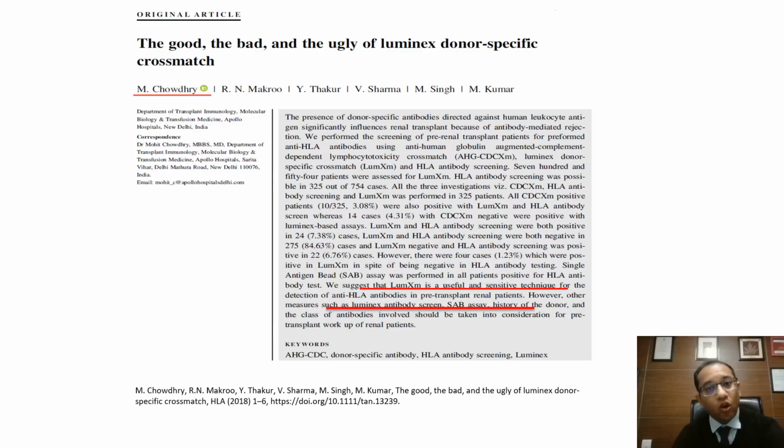This is our paper on the Luminex donor-specific crossmatch, where we evaluated the patients for both Luminex crossmatch and antibody screening, and we also did a single antigen bead assay. We found that this is a very useful technique, especially for the detection of anti-HLA antibodies in pre-transplant renal patients. More so for class 1, it can give you very good results. Class 2 sometimes may give false positive results, but you need to employ some more tests along with it.